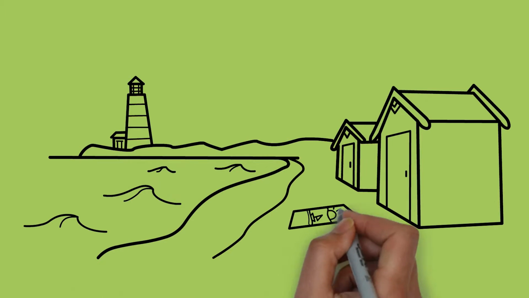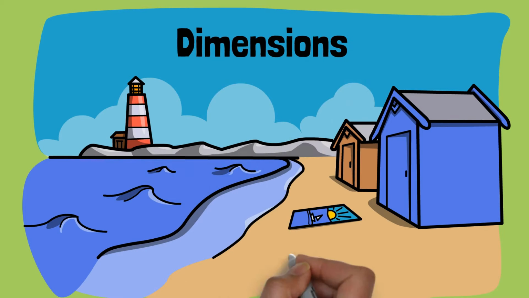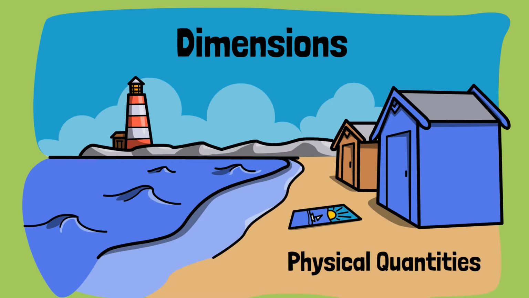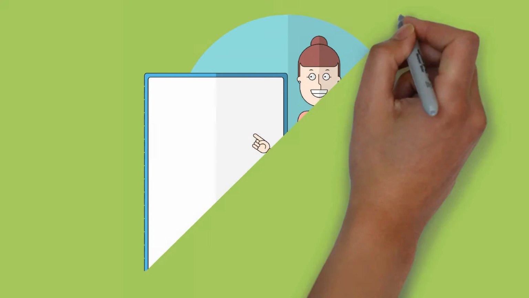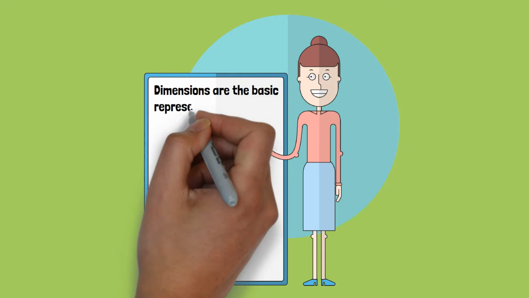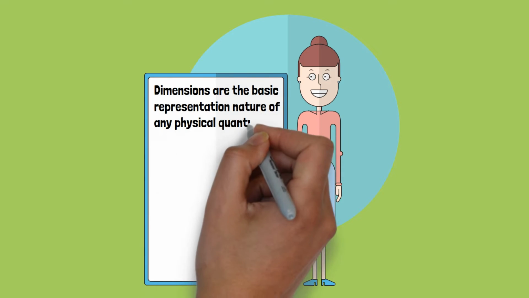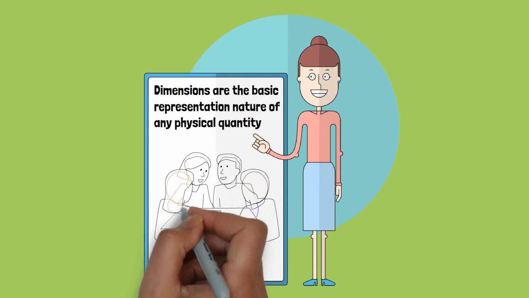Hello girls and guys, in this video we'll talk about dimensions of physical quantities. What are dimensions? So here is the answer. Dimensions are the basic representation of nature of any physical quantity. Let's learn dimensions with the help of a simple example.